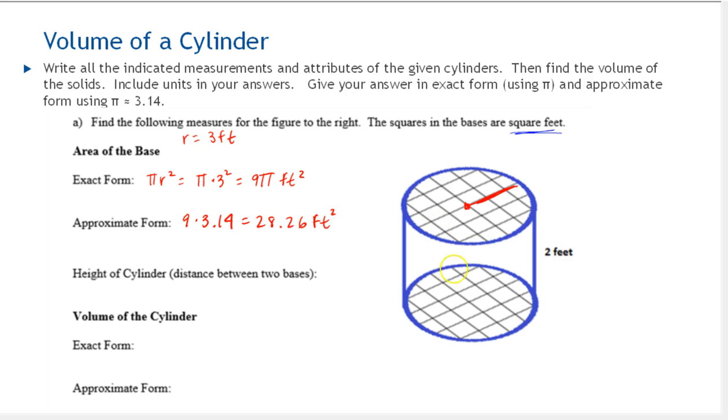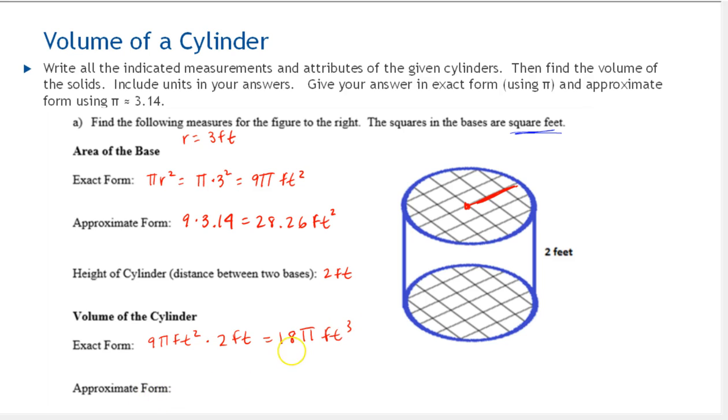Now we found the area of the parallel bases. The height of the cylinder is the distance between the two bases. From this base to this base, we're given that the height is 2 feet. The volume of the cylinder is the area of the base times the height. In exact form, we have 9 pi feet squared times 2 feet. Typically we multiply the numbers except for pi, so 9 times 2 is 18. Then we write the pi, then our units, which are feet cubed.